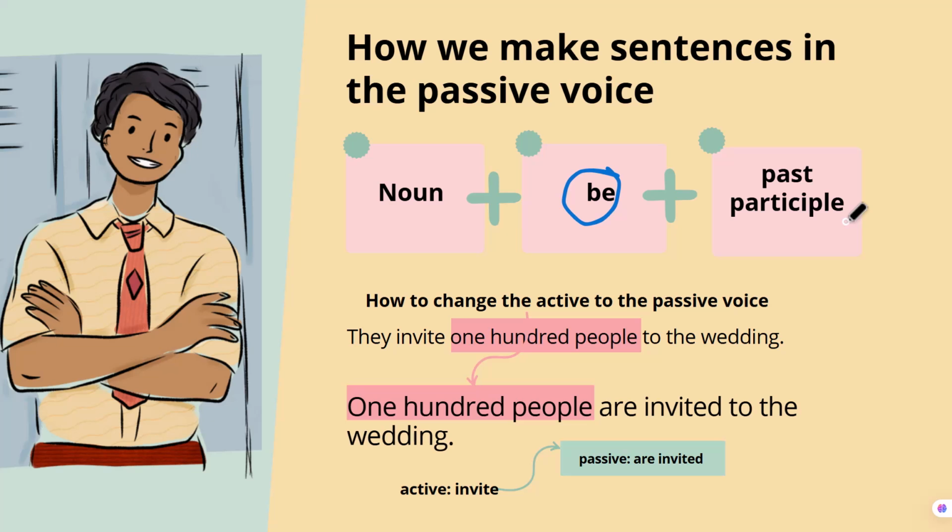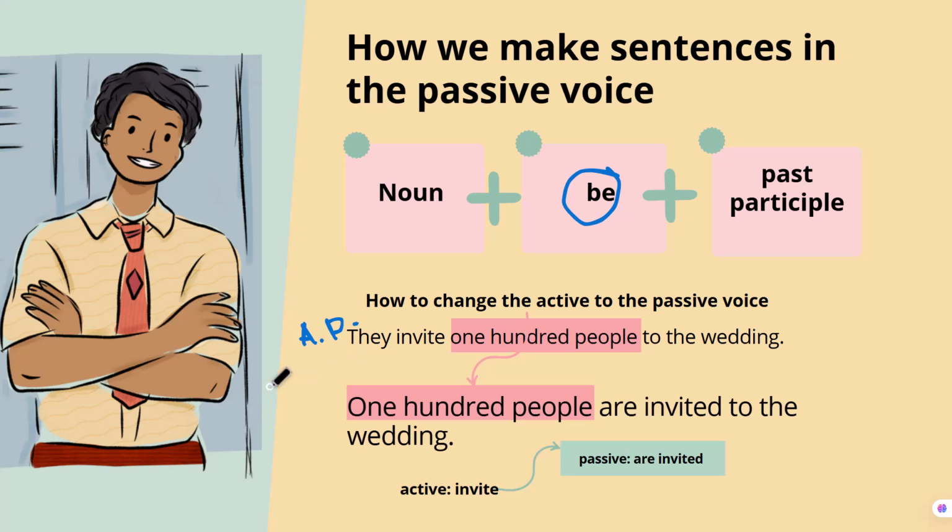So this is the formula to use. Now you will be thinking, how do I do that? Here, how to change the active to the passive voice. Here we have an example. We are going to change it. So, for example, in active: they invite 100 people to the wedding. Who helps the groom and the bride? Or the people organizing the wedding.